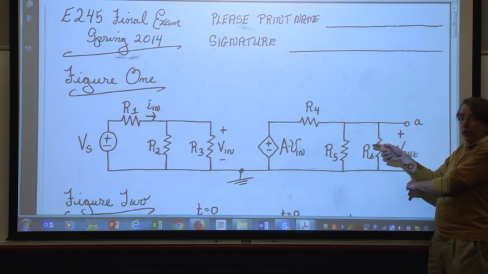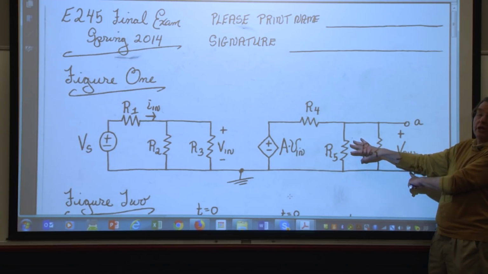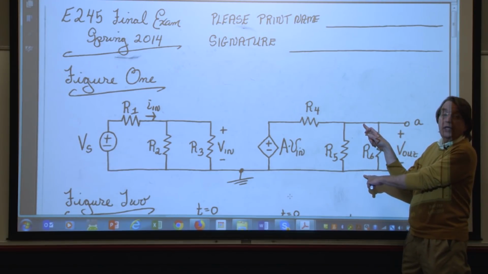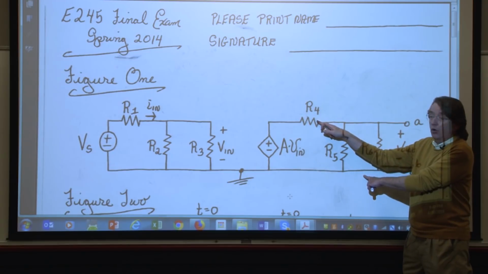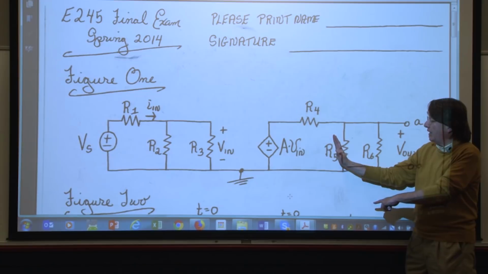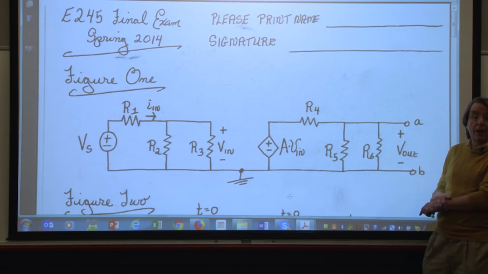I take an REQ here. We called it REQ right. This voltage is only across this REQ, not across R4. So I don't take the REQ of everything. I just take the REQ of these two resistors in parallel.